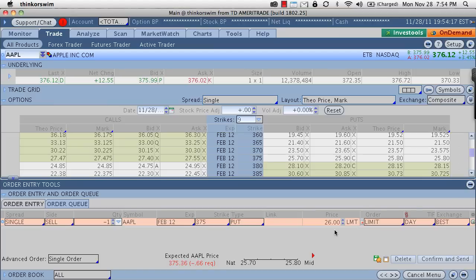So that's the basics on limit orders. They're fairly simple. As always, you can enter these orders for the market day or GTC, which is good till canceled. Most of the time I enter my orders GTC because I know that I want to get into the position. It's just a matter of time. And if the option price doesn't get hit, then I'll come in here and I'll adjust the limit price going forward.